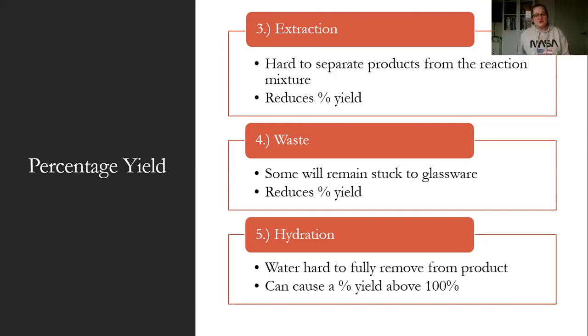One that affects your yield but in the opposite way is hydration. Water is really, really hard to fully remove from a product. So if you have a product that has occurred in the presence of water, to actually remove that water is really, really hard. So hydration of your product can cause a percentage yield above 100%. If you're ever doing calculations for percentage yield and you find out, oh, hang on, this is actually above 100, double check it first to make sure you haven't done something wrong. Then if it's not, and it is over 100, it will be due to hydration.